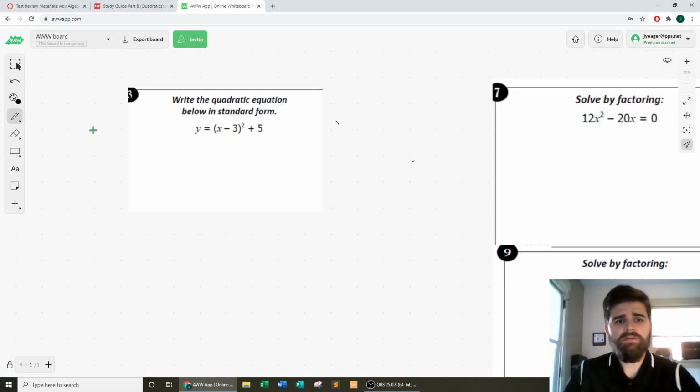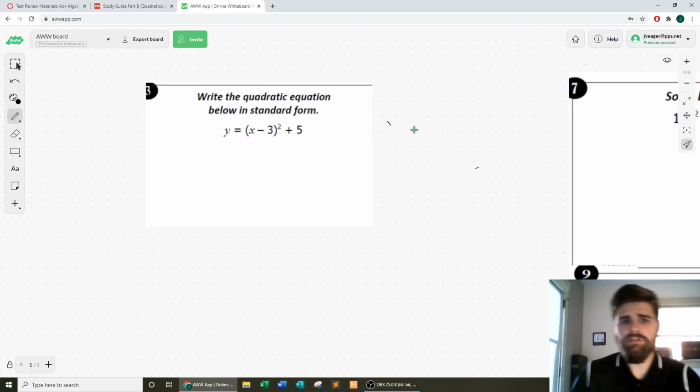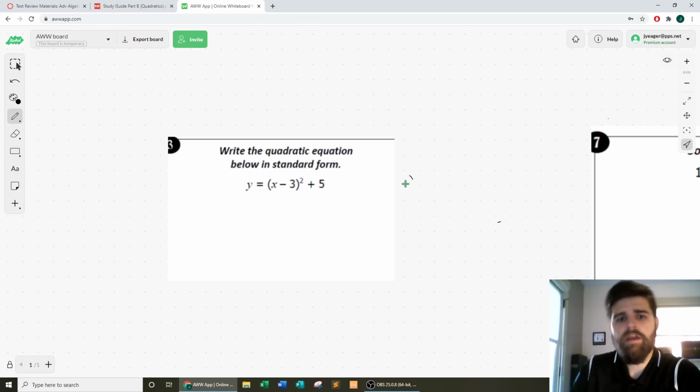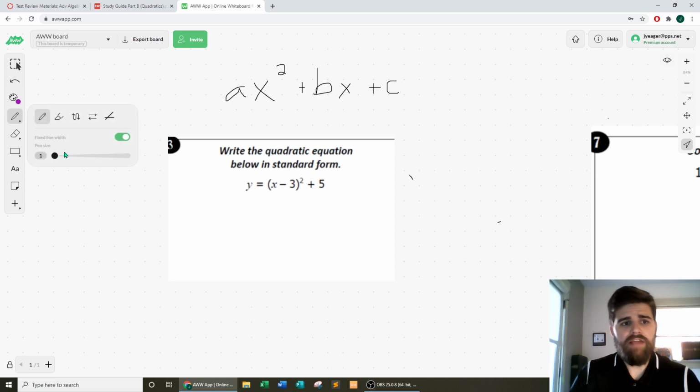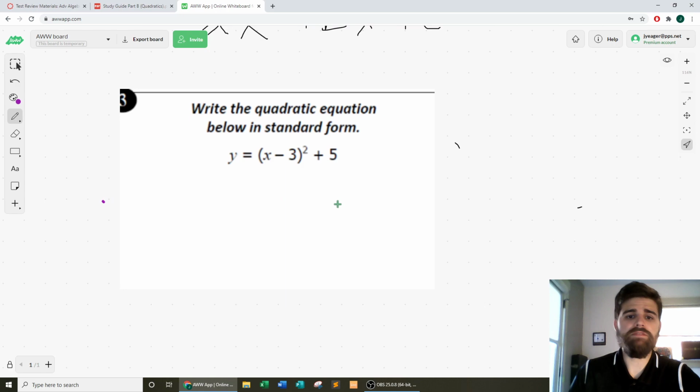Alright, so starting with number 3, it says write the quadratic equation below in standard form. So looking at this, it's in vertex form right now. Standard form, we would want to get it to look like this: ax squared plus bx plus c. So basically what we need to do here is just multiply everything out. So take a little time to just simplify this equation.